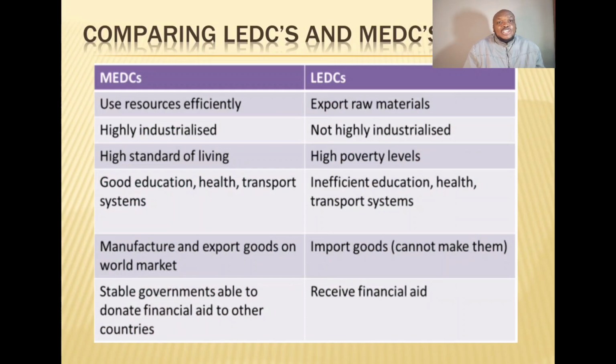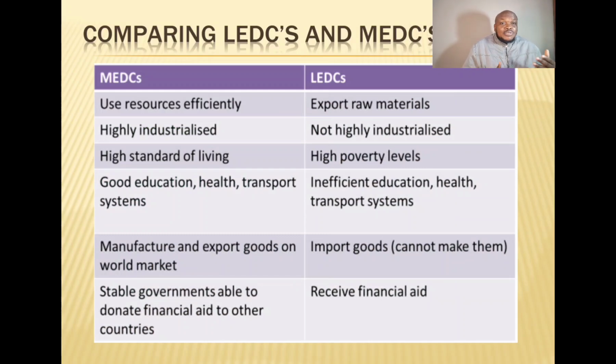Then we have less economically developed countries. These less economically developed countries export raw materials because they don't have industries that deal with processing of raw materials. They're not highly industrialized.